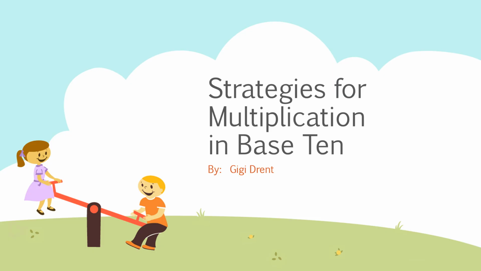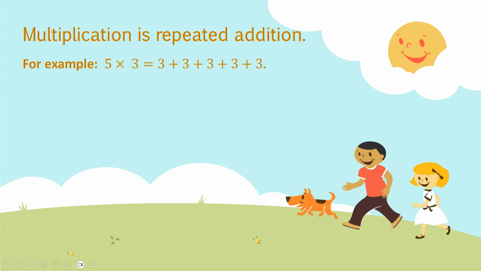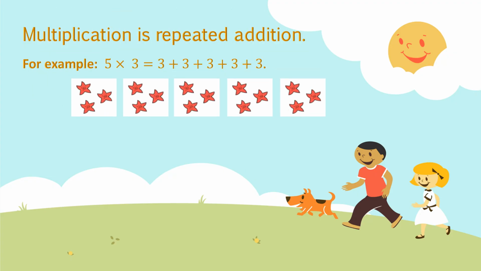This video will talk about a few strategies for multiplication in base 10. You have seen multiplication before. The definition of multiplication is going to be as repeated addition. For example, 5 times 3 is 3 plus 3 plus 3 plus 3 plus 3, repeatedly 5 times, right? Visually, we can see in a set model as 5 groups of 3.